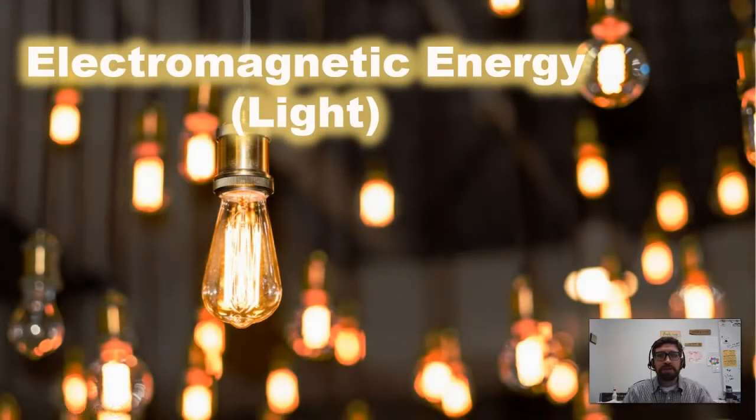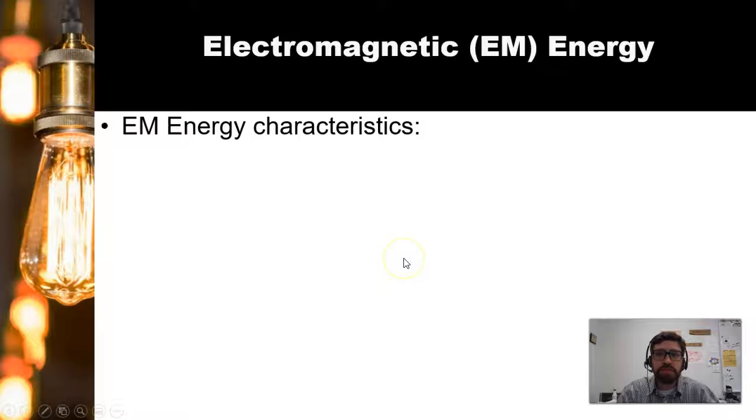All right, guys, we're getting close to the end. We are on light. This is our second type of wave. And you'll notice by the slide right at the beginning that I'm calling this electromagnetic energy because light is a wave that moves in an electromagnetic wave. And I'm going to explain that in just a minute. But technically, all of the stuff we're going to talk about today is more accurately described as electromagnetic energy. So let's go ahead and get into it.